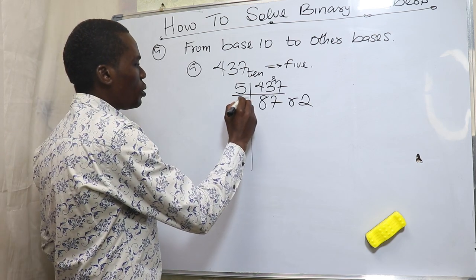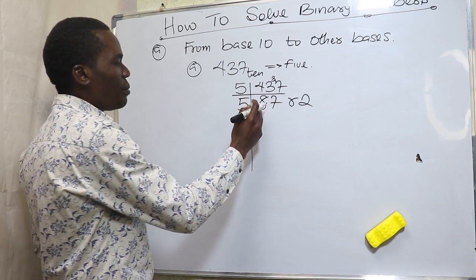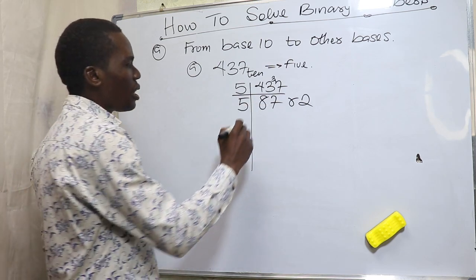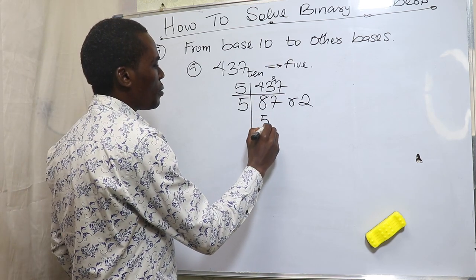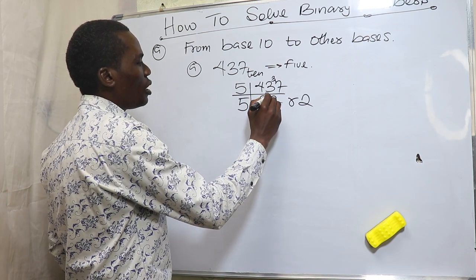Now we will go again, we will still divide by 5. 87 divided by 5. How many 5s will we get from 8? That one will give me only 1 five. Only 1 five. So we write 1. It will remain 3.